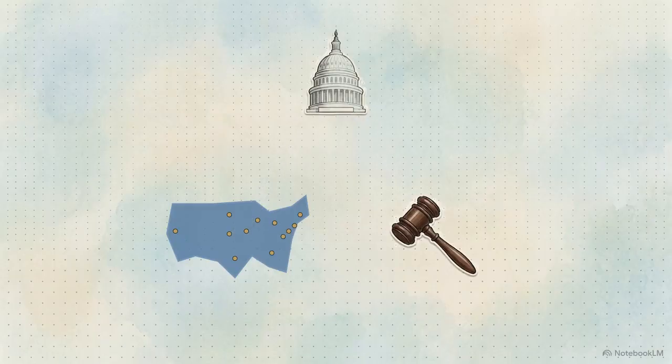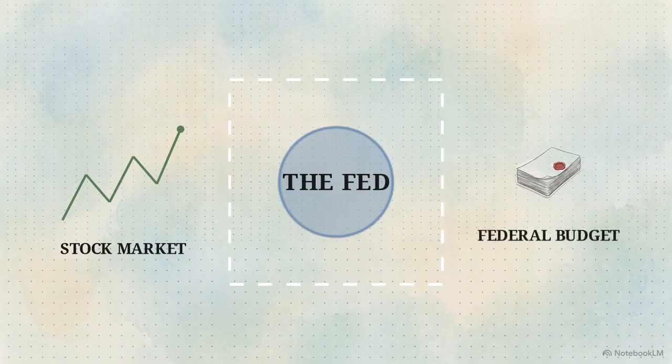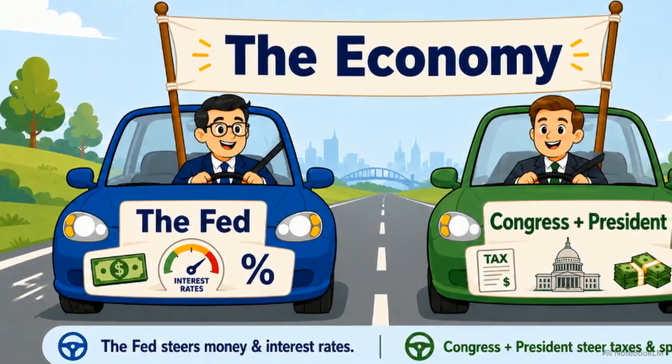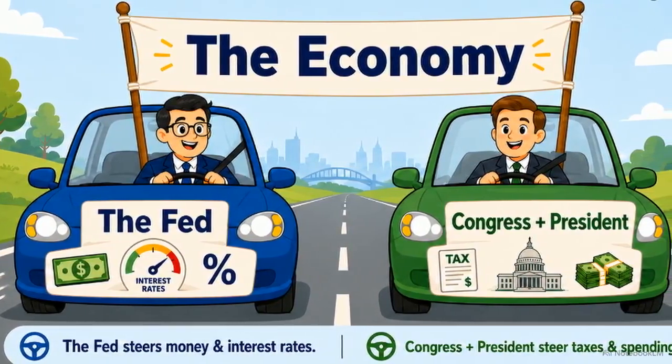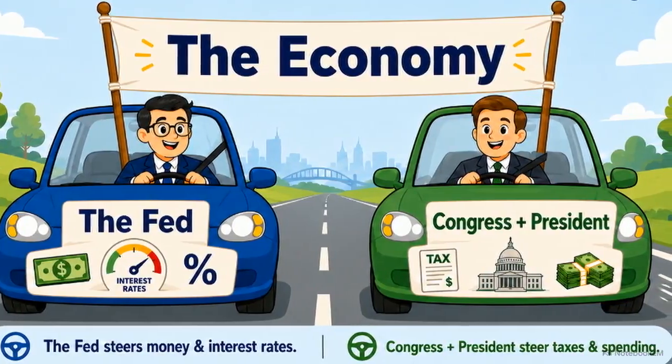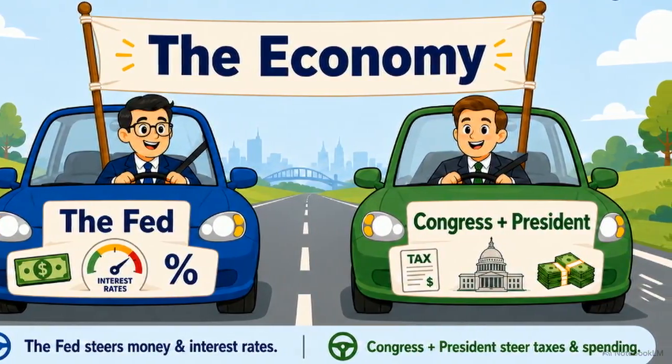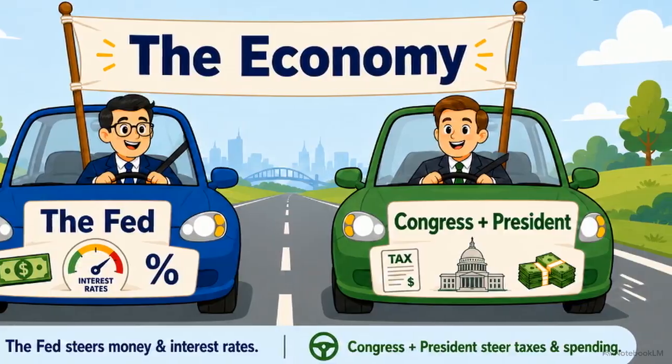Despite its influence, the Fed's jurisdiction has hard limits. It does not control the stock market, and it has no authority over the government's budget. The economy is steered by two separate drivers. The Fed, in the blue car, controls monetary policy by adjusting money supply and interest rates. Congress and the President, in the green car, control fiscal policy through taxes and spending.